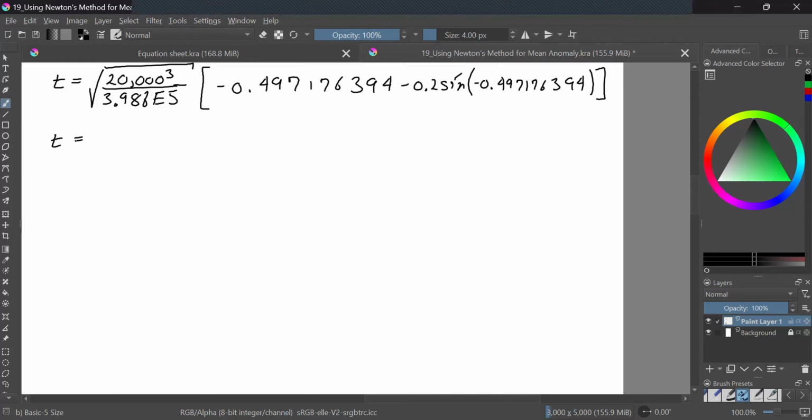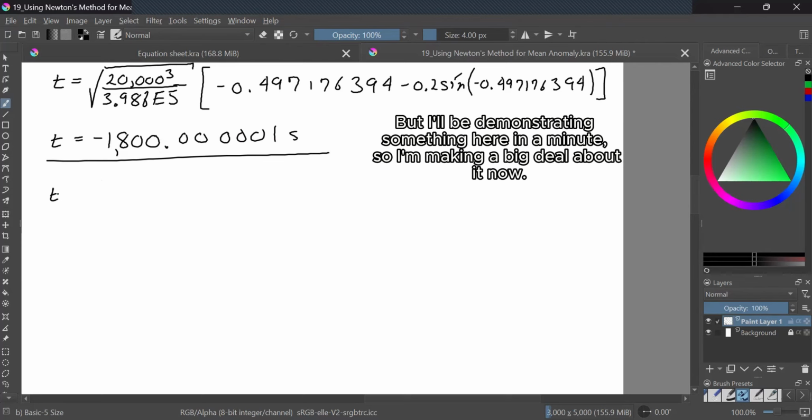And so we do get minus 1800 seconds. What we actually get is minus 1800.0000001 seconds. But this last digit right here is so far removed from this that we can kind of safely ignore it.